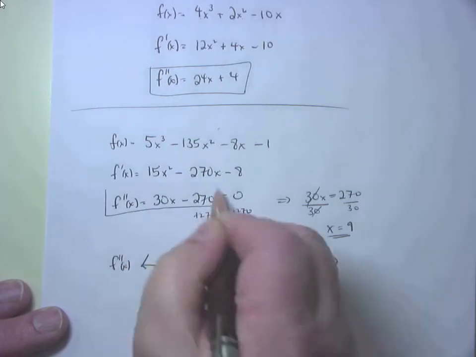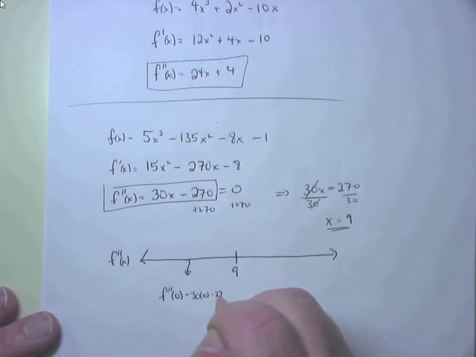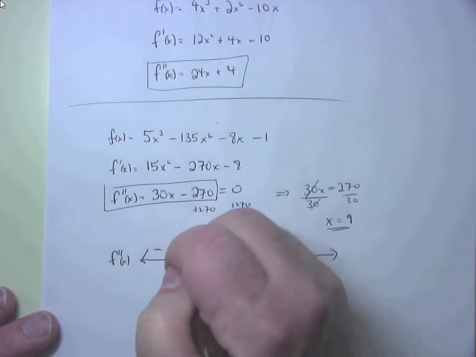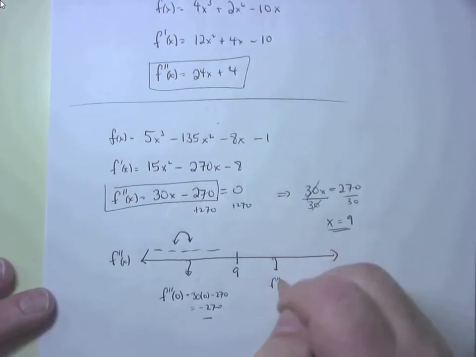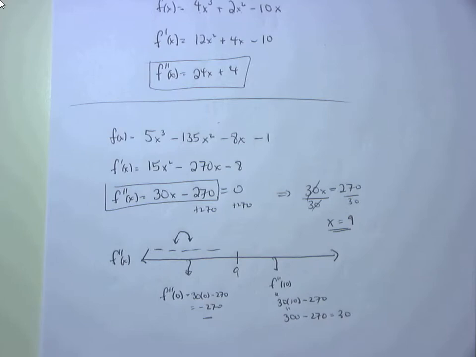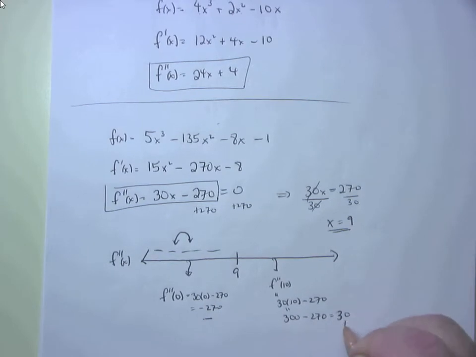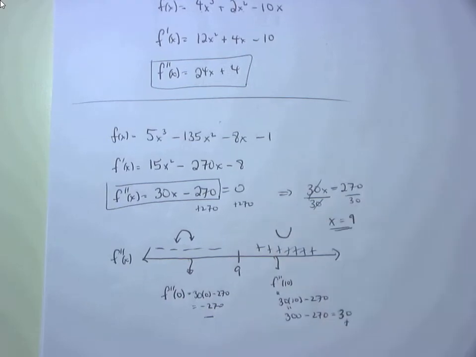My second derivative, again, is 30x minus 270. So 30 times 0 minus 270 is negative 270. It's negative, and this negative tells me I'm concave down. Does that make sense? Now pick a point bigger than 9. I choose 10. So f double prime of 10 would be 30 times 10 minus 270. 30 times 10 is 300 minus 270 equals 30. I honestly don't care what the number is. The fact is 30 is positive, which means everybody in that interval is positive, but this is with the second derivative. That means I'm concave up.